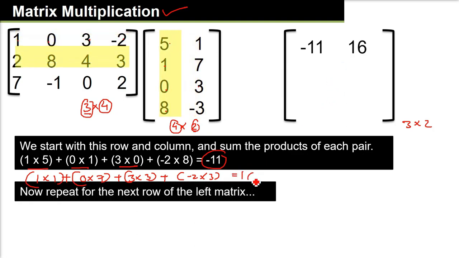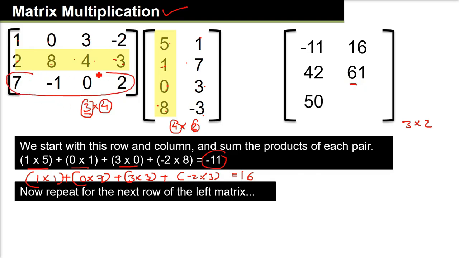Now that the first row is done, come to the second row and do it with all the columns of the second matrix. 2 into 5, 8 into 1, 4 into 0, 3 into 8; when you multiply and add, you get 42. Now the second row with the second column: 2 into 1, 8 into 7, 4 into 3, 3 into negative 3. That will be 61.